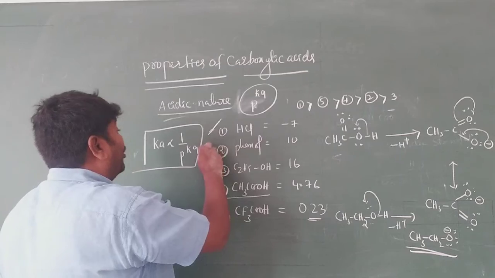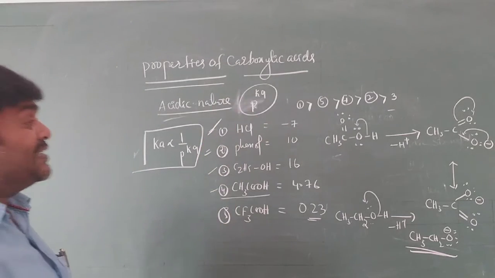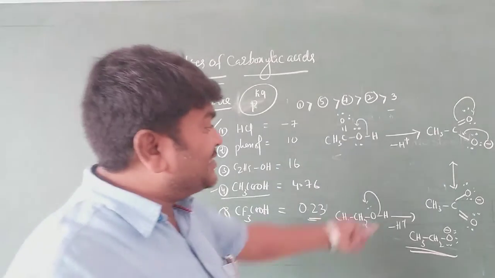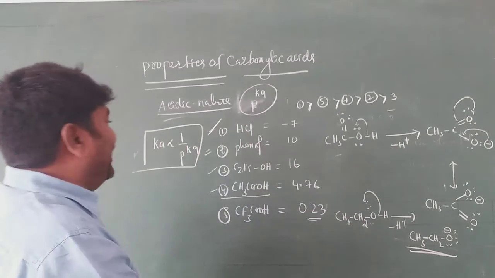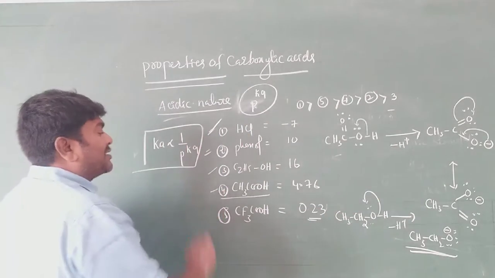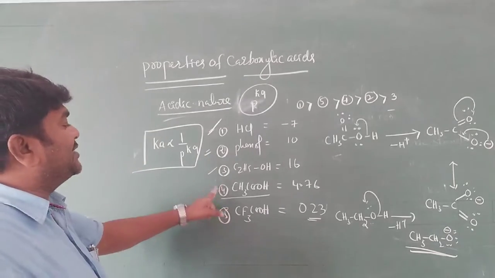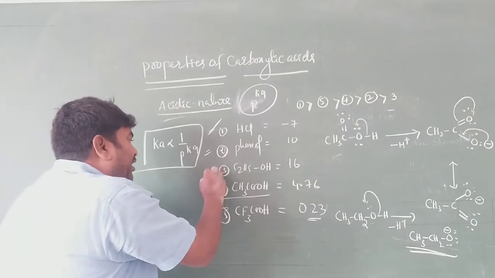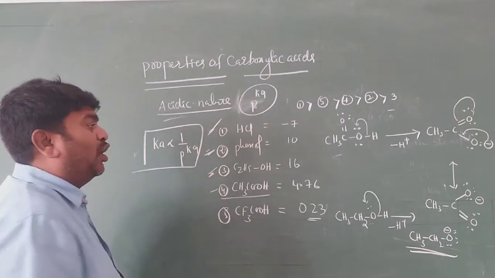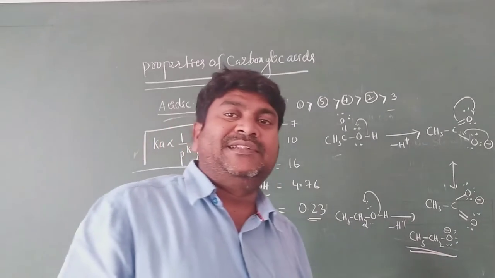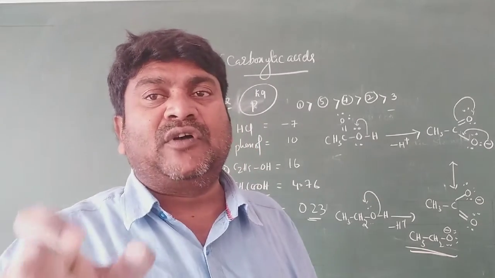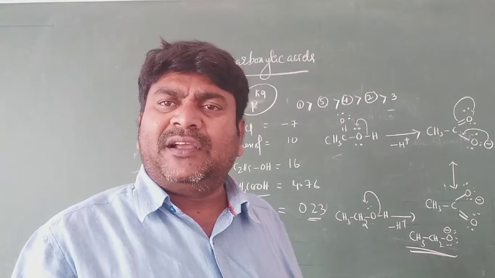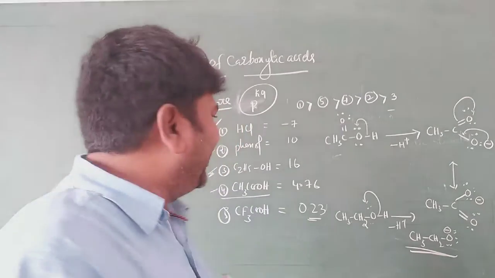Next one, phenol. Phenol can also exhibit resonance structures, but this is the more stable one. That's why it is a carboxylic acid. Carboxylic acid is more acidic than phenol and alcohol. This is an aliphatic alcohol, this is an aromatic alcohol. What is the conclusion, my dear students? The acidic nature of carboxylic acid is greater than that of alcohol, either aromatic alcohol or aliphatic alcohol.